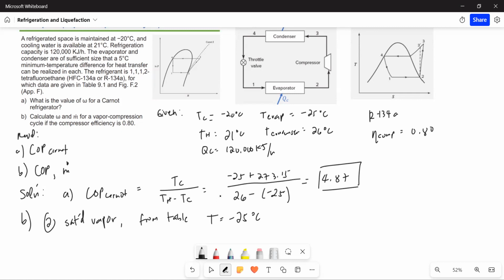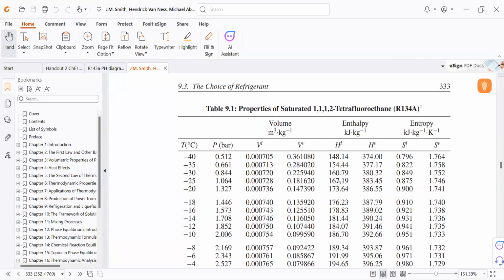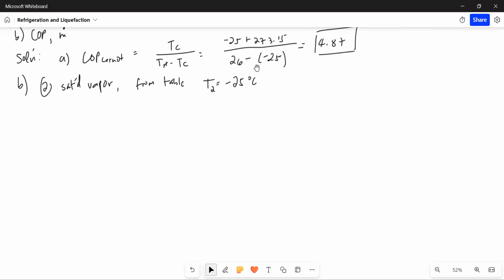So that's T1 equal to T2. Okay? So let's check the table. Negative 25. The enthalpy for the vapor is 383.45 kilojoules per kilogram. So let's write that. Okay, from the table at negative 25, we'll get H2 equals 383.